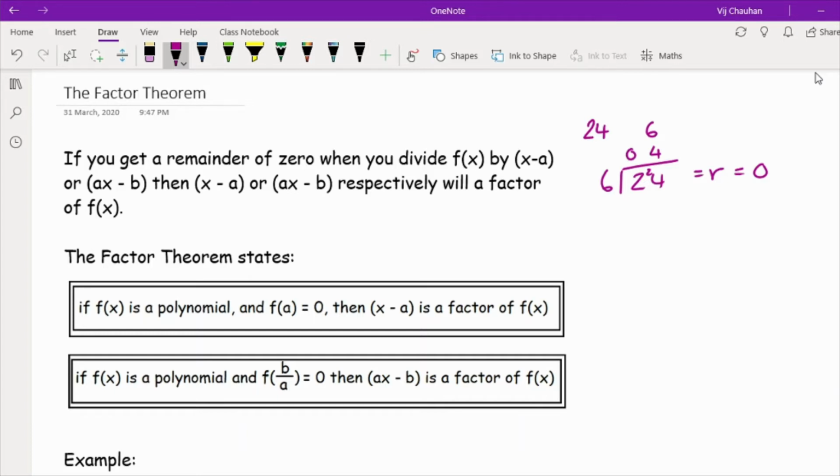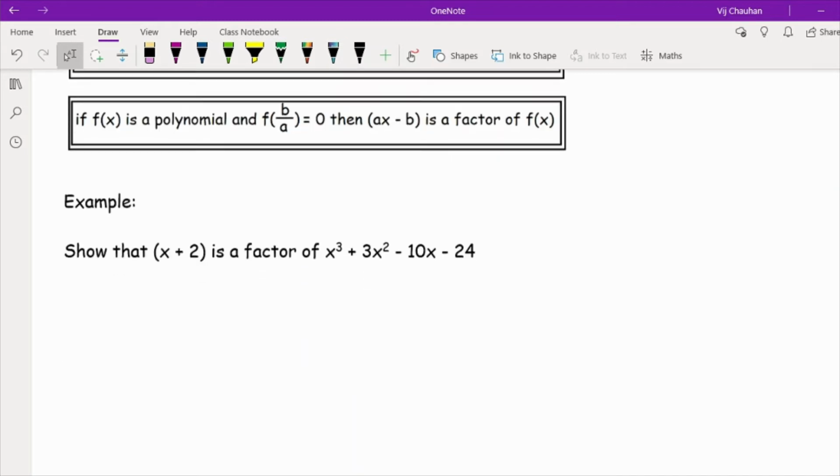Now, the algebraic version of this is that if I divide any polynomial by a linear function of x and the remainder is 0, then that linear function is a factor. The number we substitute in is the value of x that makes the bracket equal to 0. So it's worth making a note of the factor theorem, and now I'm going to go through a couple of examples of where we can put this into practice.